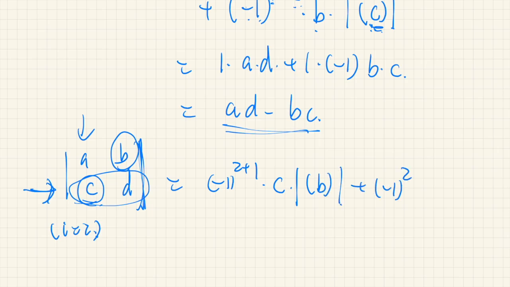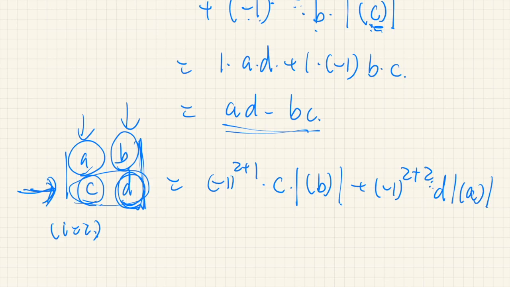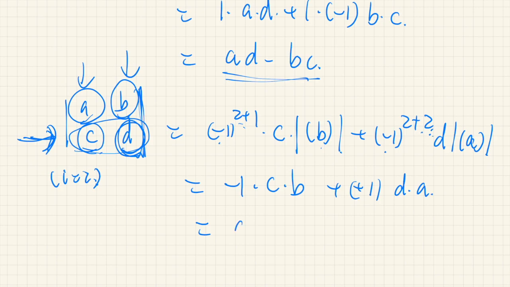And negative 1 to the power of 2 plus 2, second row and the second column, the 2, 2 element is D. Removing the second row and the second column, the remaining matrix is made of A. So negative 1 to the power of 3 is negative, so negative C times B, plus, this is positive 1, D times A. Again we have AD minus BC, the same result.